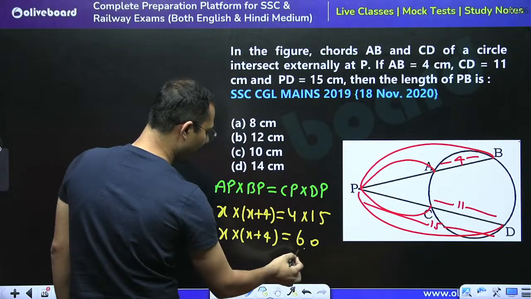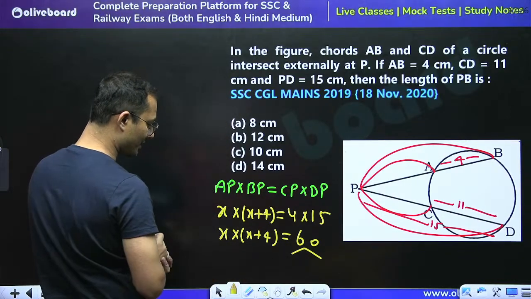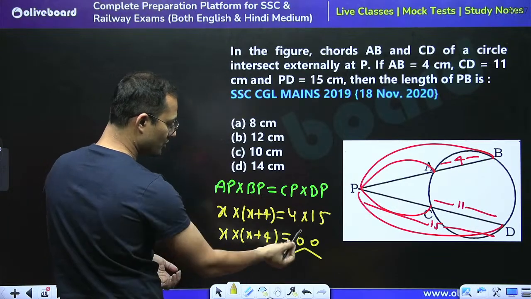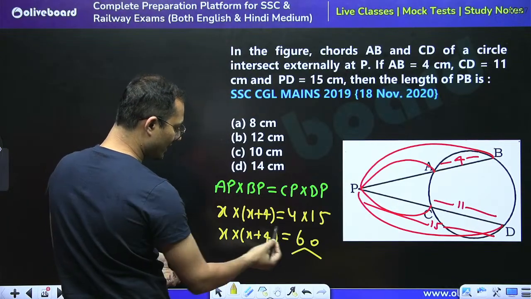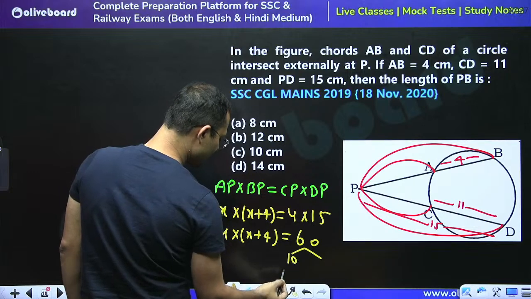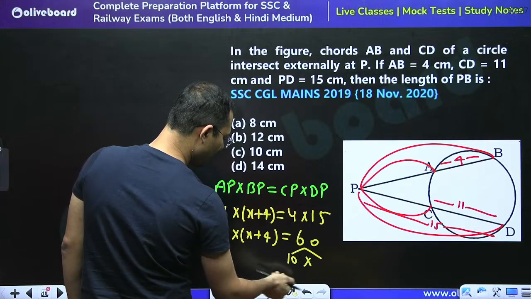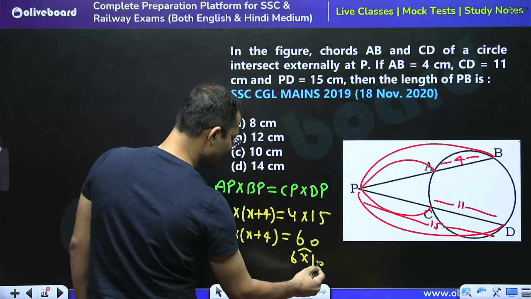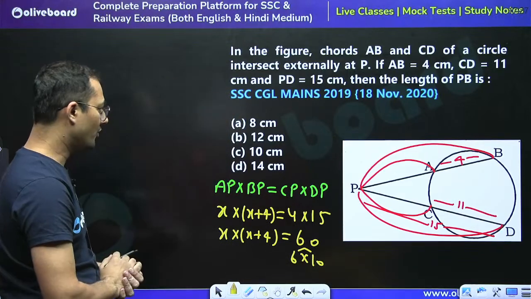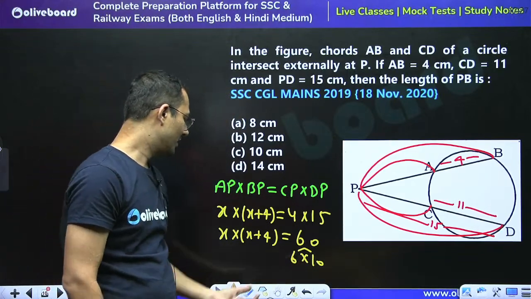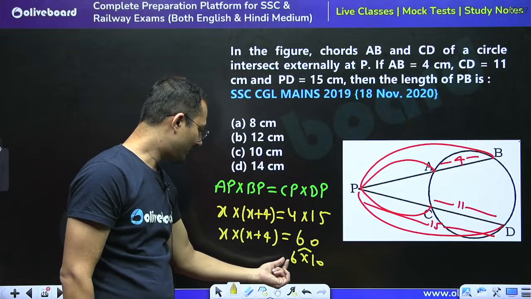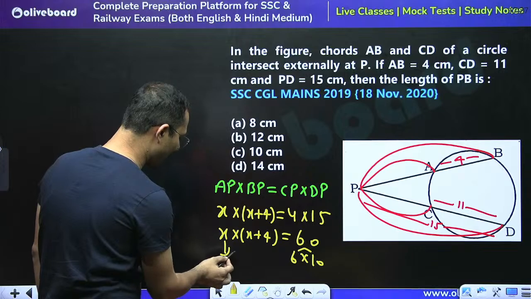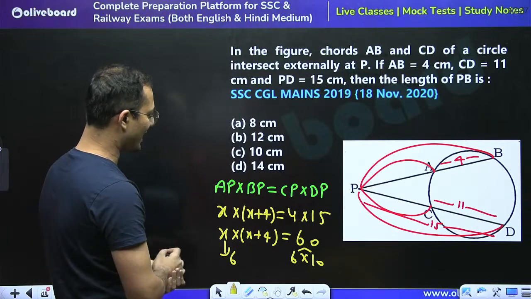So we have to break 60 into two parts such that X into X plus 4 equals 60. We can break it as 6 into 10. No need to form the quadratic equation. 6 into 10, so 6 plus 4 is going to satisfy. So I can assume X is equal to 6.